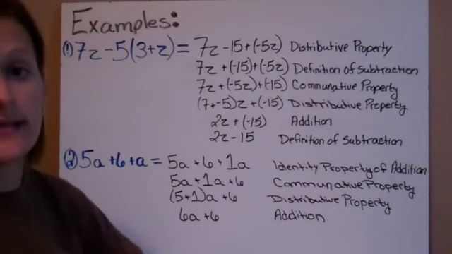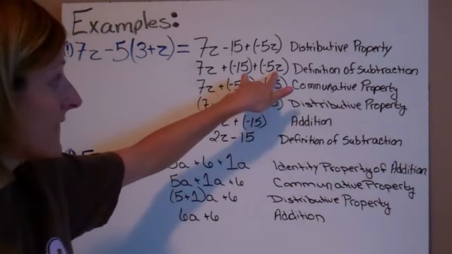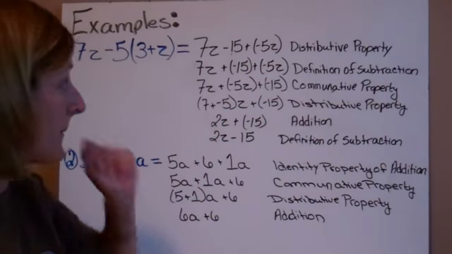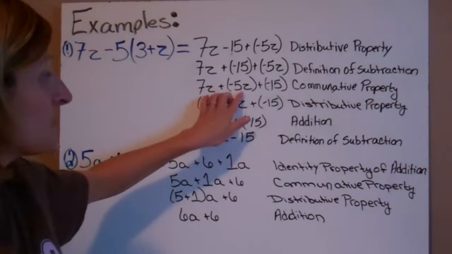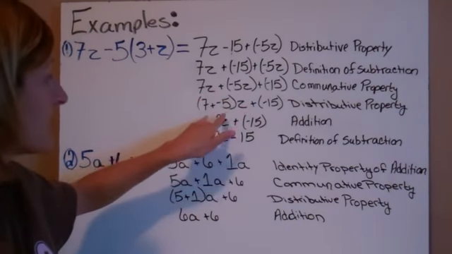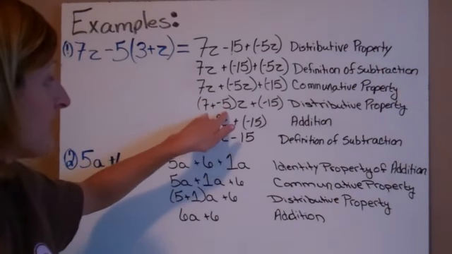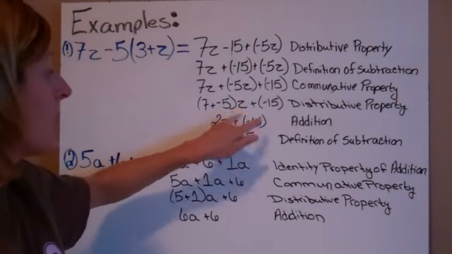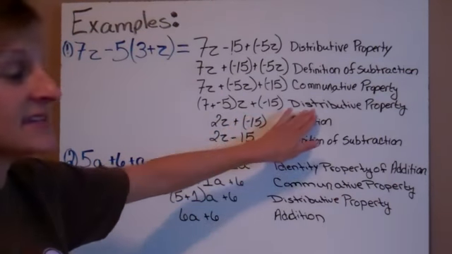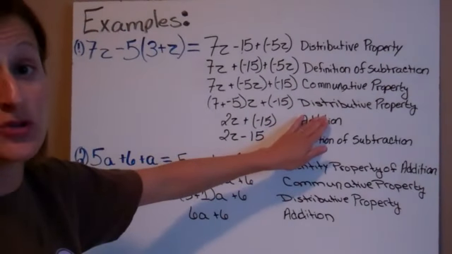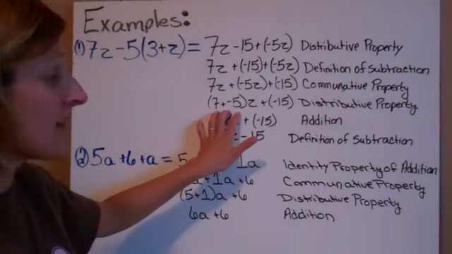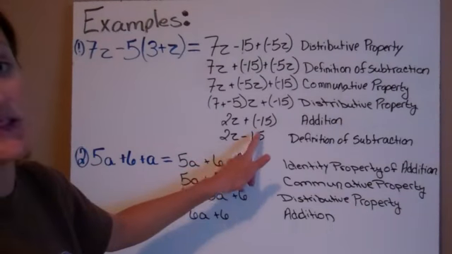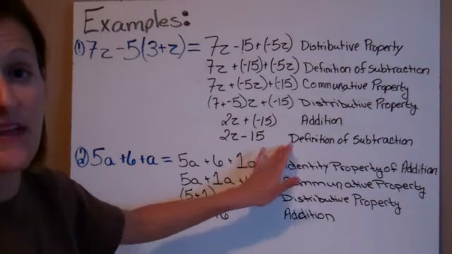Now I need to get my z's next to each other, so I'm going to take this -5z and switch it with the -15. I can do that because of the commutative property. Now these two have the same term z. So I can take -7 and -5, put them in parentheses, and put z on the outside. Now I still have the plus -15, and I did this because of the distributive property. Now I can add 7 and -5 together because of addition.